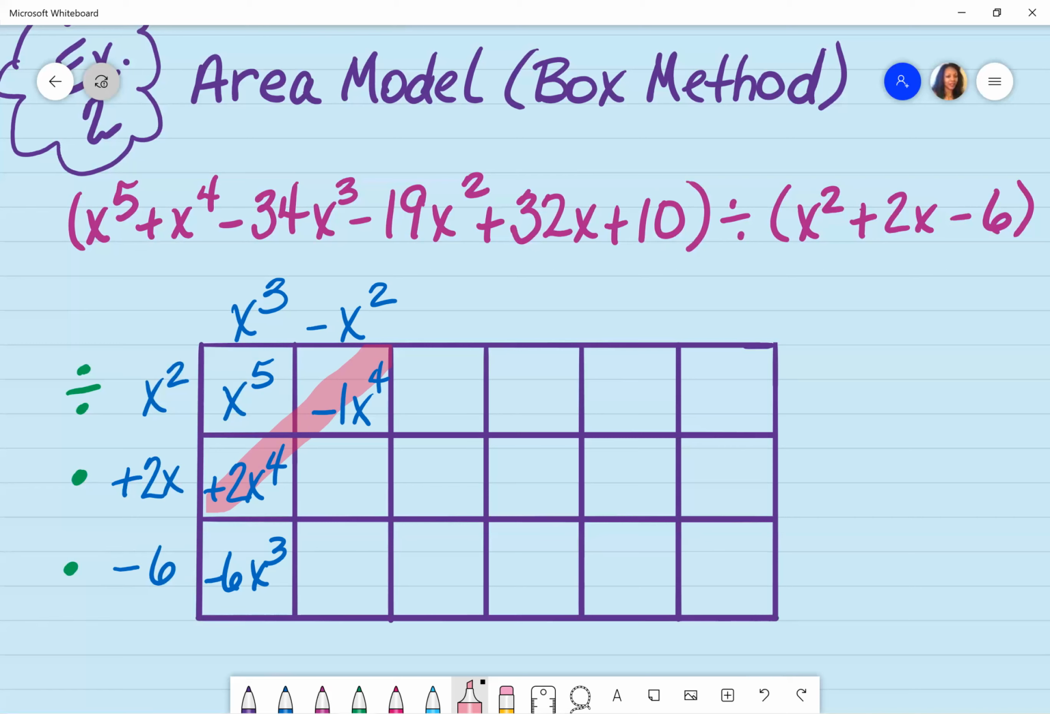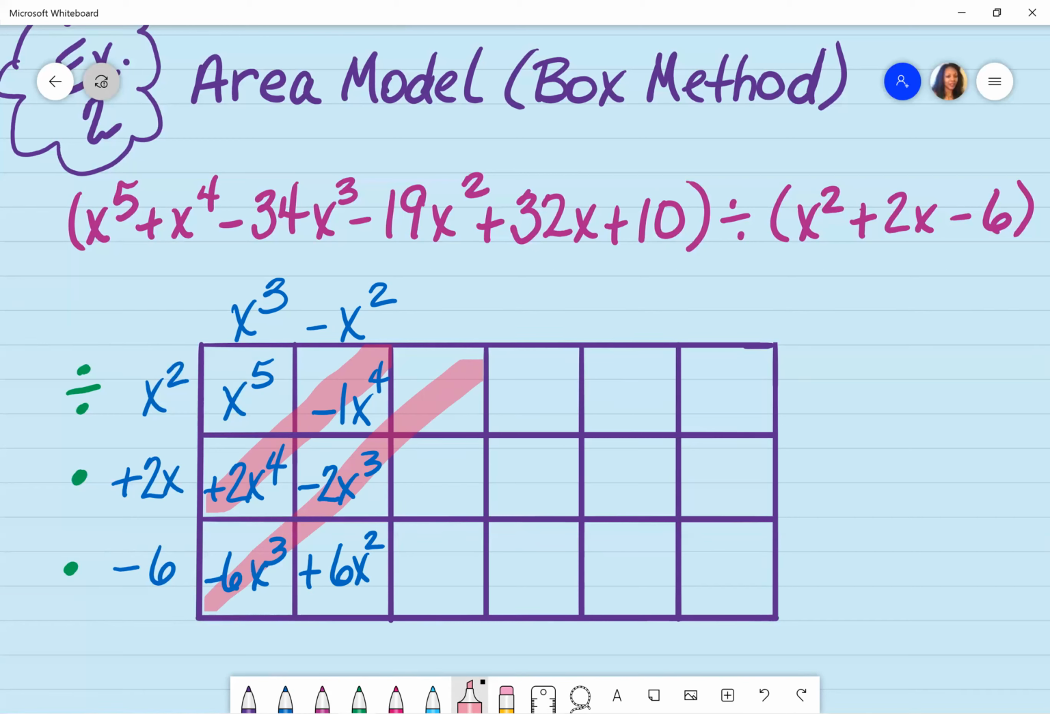Okay, so then I start the multiplication process to fill in my next two boxes using what I just wrote. So negative x squared times 2x is negative 2x cubed. Negative x squared times negative 6, a negative times a negative changes it to a positive. So positive 6x squared. I need to find this next box. In order to do that, I look diagonally. And I have to fill in what will make this equal what is shown in my dividend.